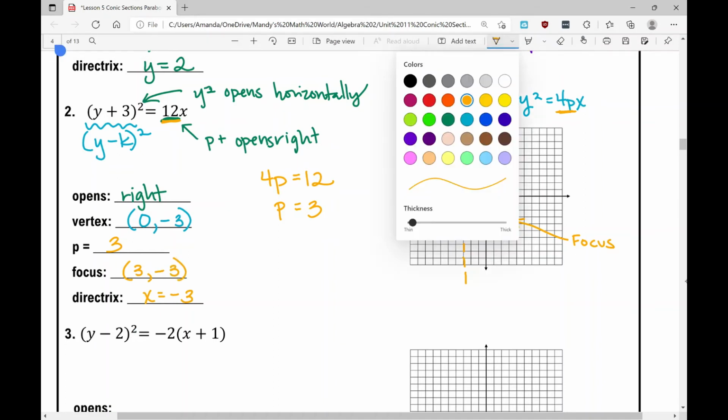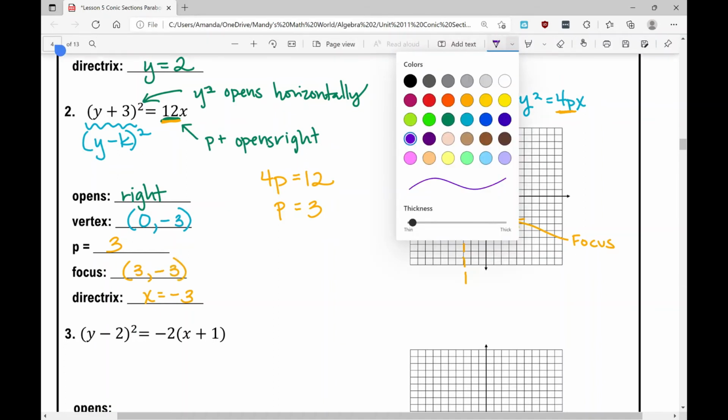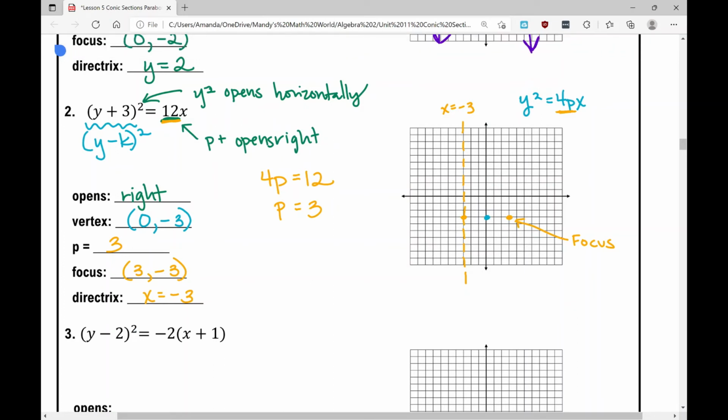And now let's graph some other points on this parabola. I know if p is 3, from that focus, I can go out double p, right? So 2p is 2 times 3, which is 6. So I can go 6 units out, up and down. And I've graphed 2 additional points for this parabola, and it's going to open just like that. And that's how we would graph that parabola.